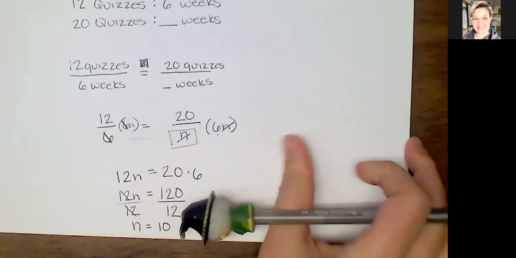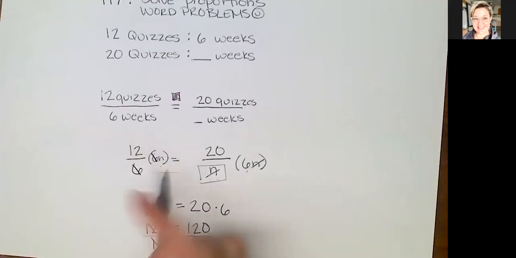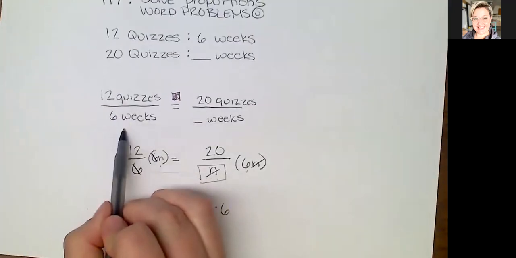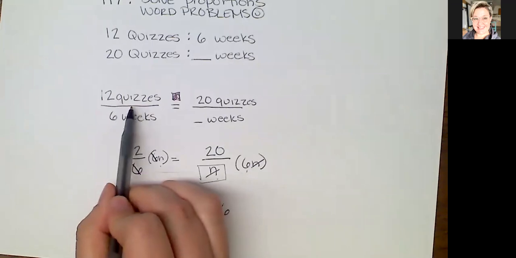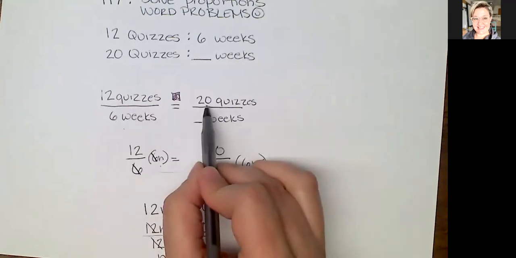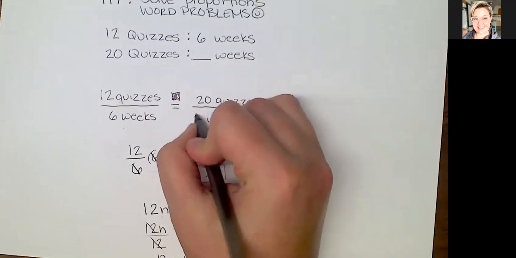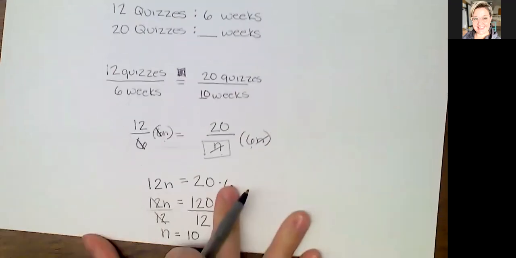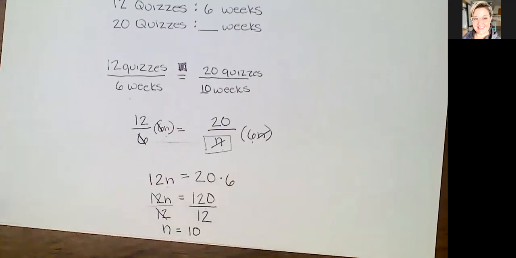So we can go ahead and plug that into our original, where for every 6 weeks there were 12 quizzes, so 12 quizzes over 6 weeks. So we know that there's going to be 20 quizzes over 10 weeks, because we just did all of that math to figure it out.